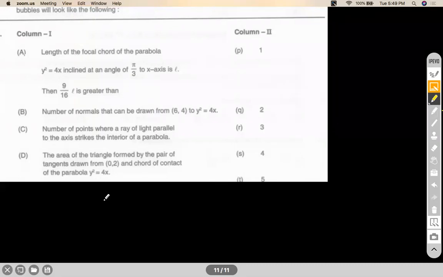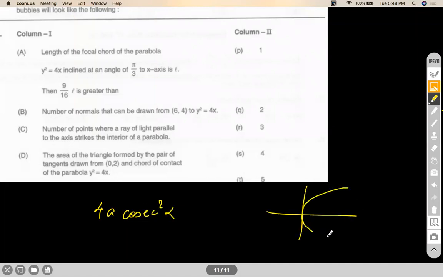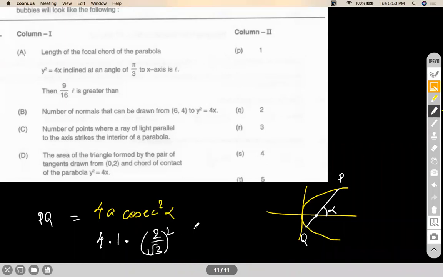See, the length of the focal chord, if you remember, we had done that. The length of the focal chord is 4a cosec square alpha, where alpha is the angle that it makes with the x-axis. If you have any focal chord PQ making an angle alpha, its length is given by this expression, correct? As per the question, it is inclined at an angle of pi by 3. So the length is 4a, where a is 1, and cosec square pi by 3 is (2 by root 3) whole square. That's nothing but 16 upon 3.